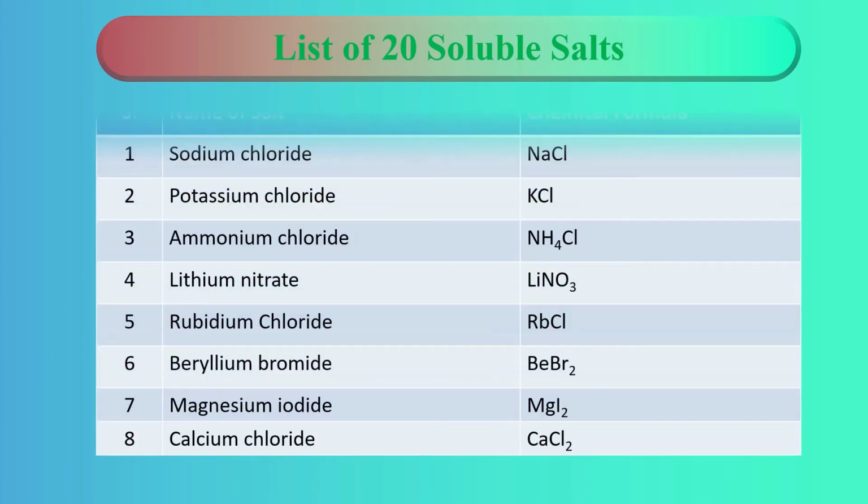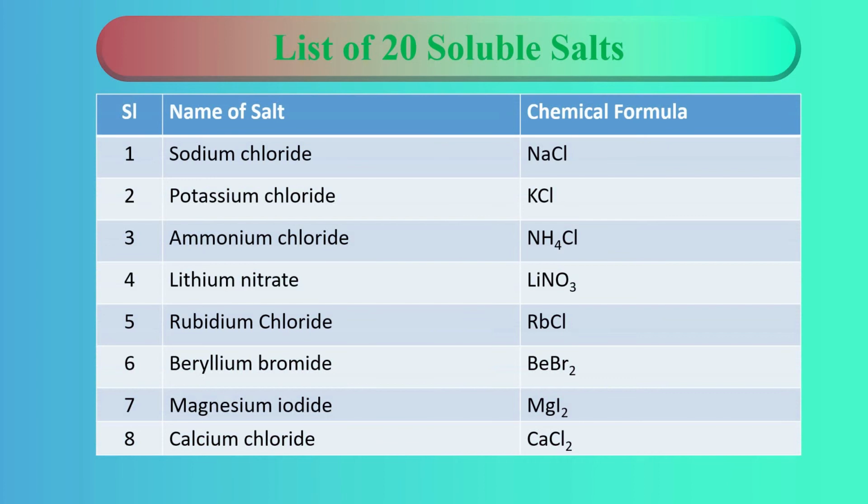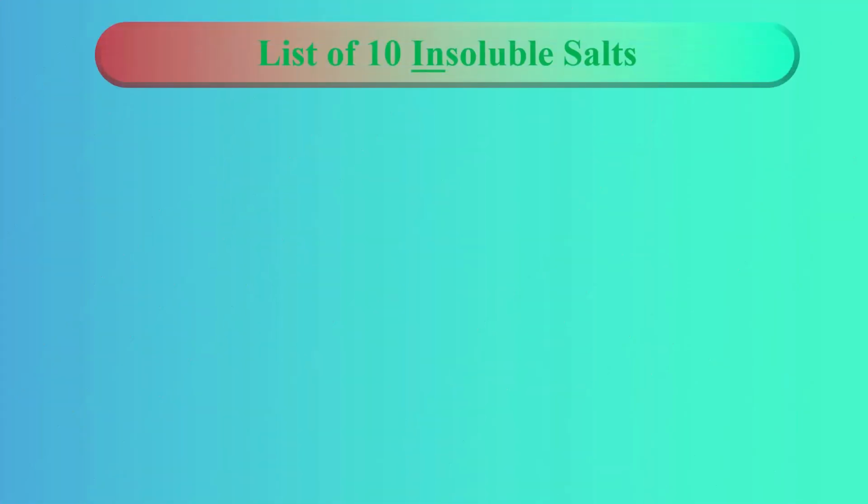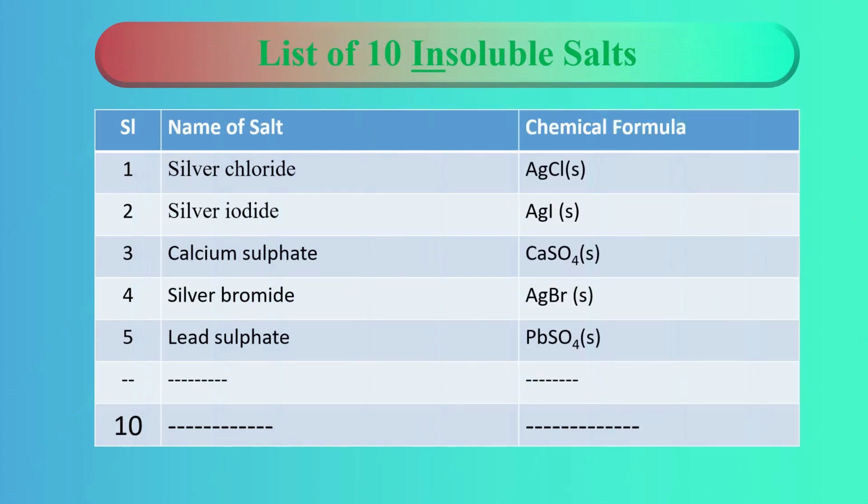One exercise: list 20 soluble salts. To make the list of 20 soluble salts, you have to take help from the table of soluble and insoluble salts. First you try, then compare with my answer. I have given a few, the rest of them you have to complete. Another one: list 10 insoluble salts. For that one, you also have to take help from the soluble insoluble salt table. I have given a few, the rest you have to complete.